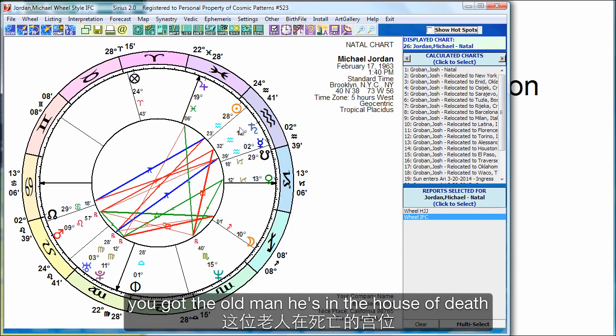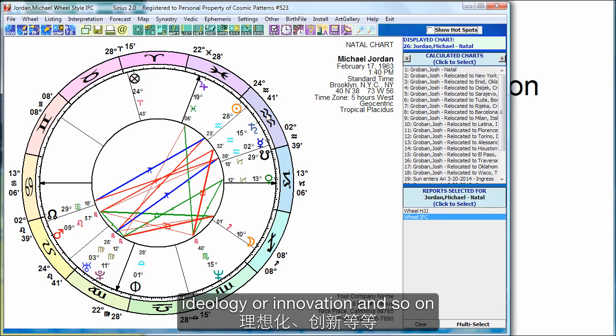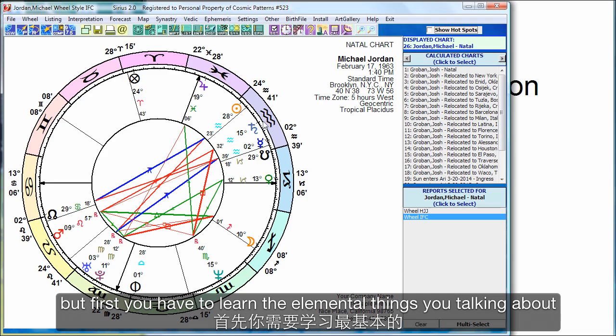You got the old man, he's in the house of death, he's in the sign of whatever you think Aquarius means, ideology or innovation, and so on. And the art of astrology is how you put those together. But first you have to learn the elemental things you're talking about.